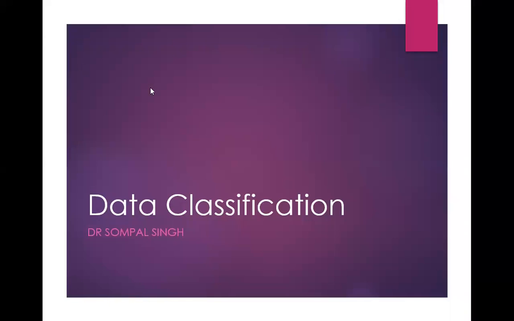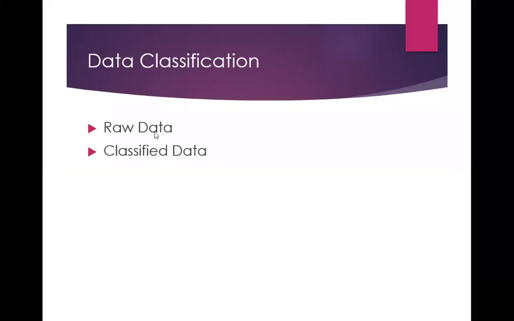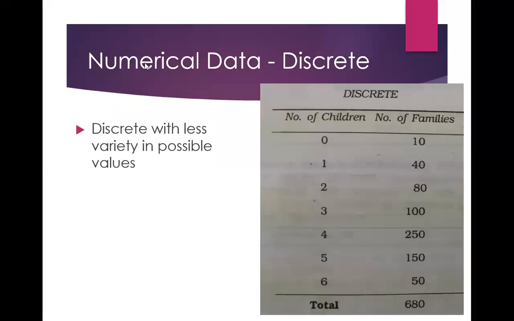So data classification: data can be either raw data or classified data. Raw data is data as it is collected, in its original form. If you classify the data, then you can draw a visual inference from the data easily as compared to raw data. Classified data is more informative. The types of data classification depend on the data types. So we go one by one through the different data types.